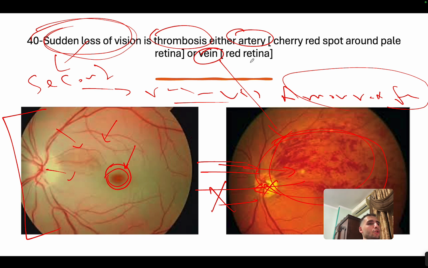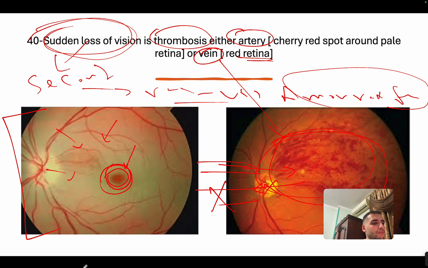Okay, so you would see red retina. Okay, now this cherry red spot can also be seen in lysosomal storage disease, right? You would see it in Niemann-Pick, and you would also see it in sphingomyelin or sphingomyelinase deficiency, right?